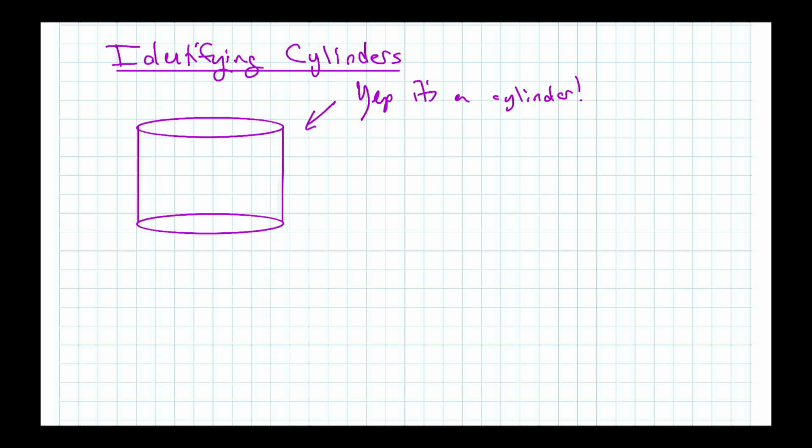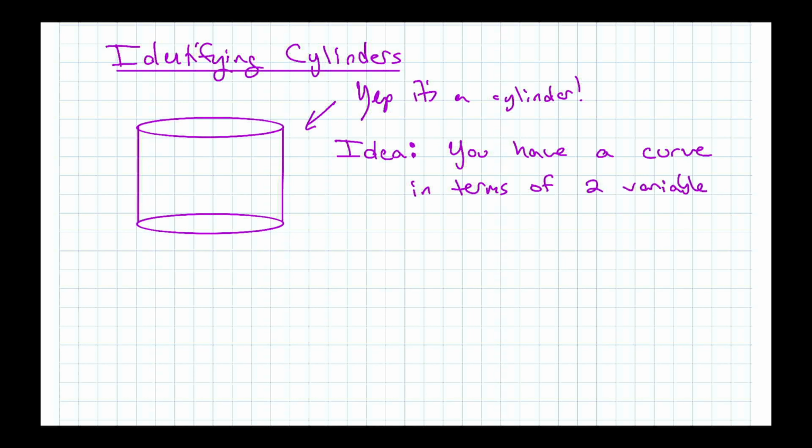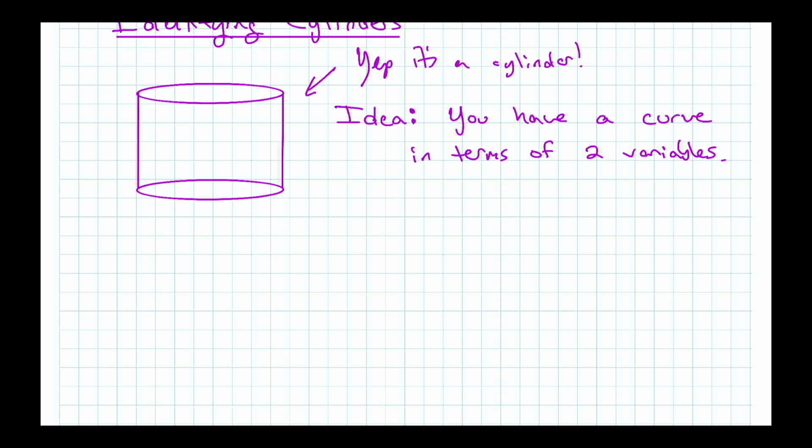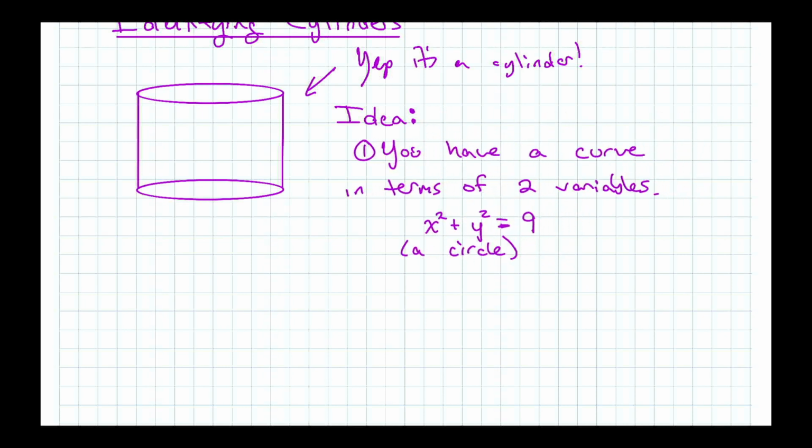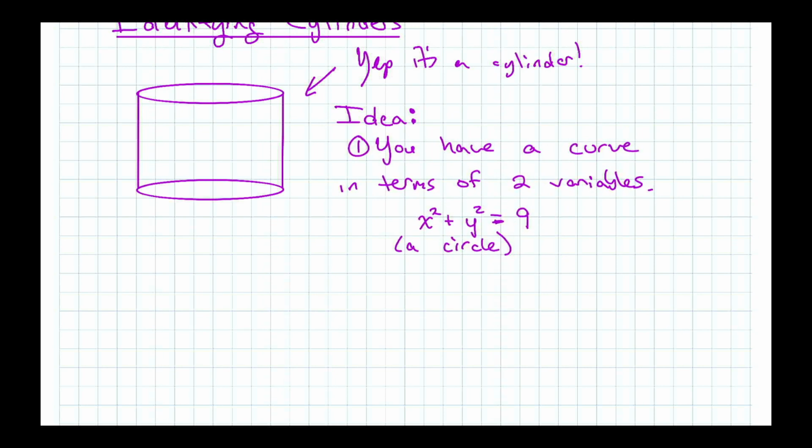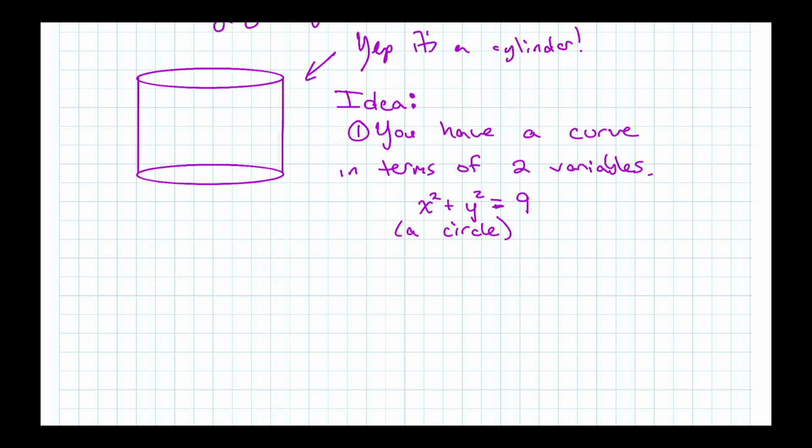A cylinder for us is going to be a curve written in terms of two variables. A very quick example of that would be something like this: x squared plus y squared equals 9, right? That's a circle. So that's the number one thing you have: a curve in terms of two variables, like, for example, this one.